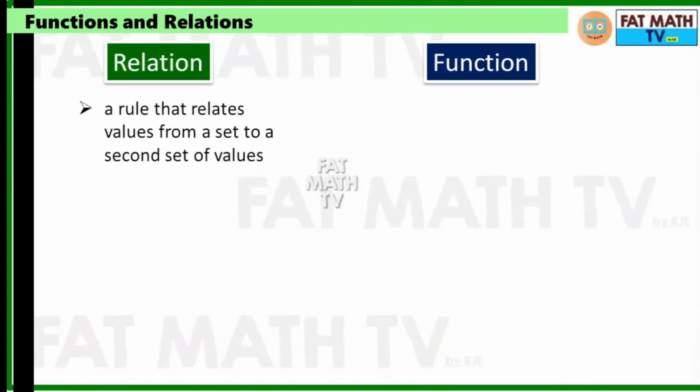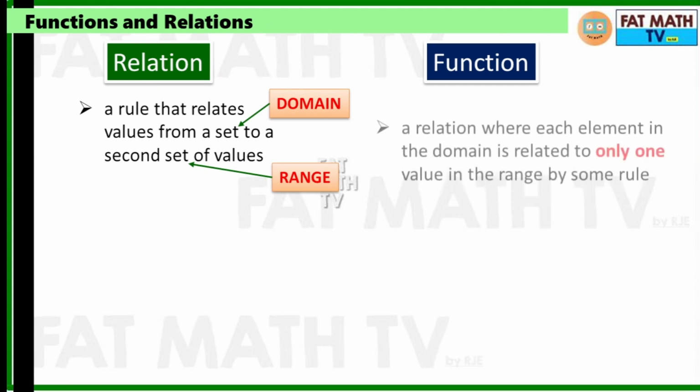A relation is a rule that relates values from a set to a second set of values. As you can see here, we have two sets. We identify an element of the first set, and then we connect it, or have a correlation, with the elements of the second set. This first set is what we call the domain of the relation, and the second set we will call the range of the relation.